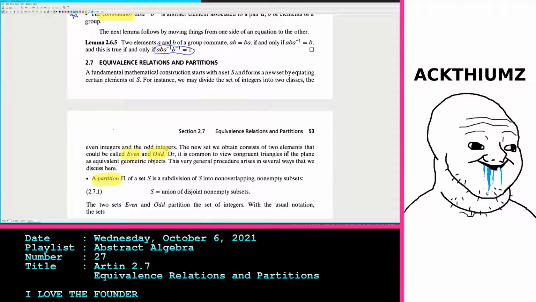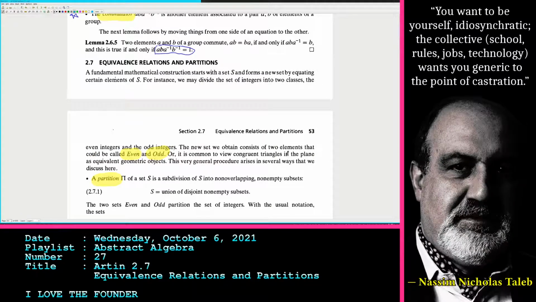So, a partition pi of a set S is a subdivision of S into non-overlapping, non-empty subsets. 2.7.1. S is a union of disjoint non-empty subsets. Okay, let me reread this and think about it. A partition pi of a set S is a subdivision of S into non-overlapping.